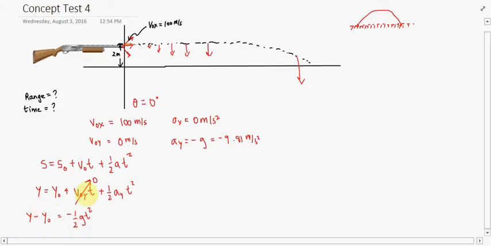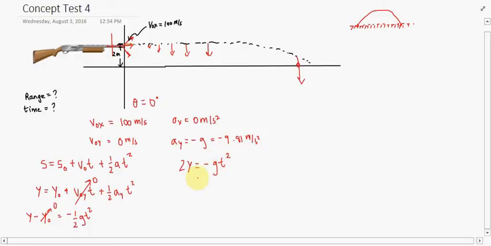And I can simplify this further. Our initial y position, we're taking our axis as being here, right? Level of the gun. The bullet's going to move down, it's going to end up in some position that's lower than what we started, right? So the initial y position is also 0. And it's going to move down, so the final position is going to be some negative number. So in any case, I have 2y is equal to negative g t squared.